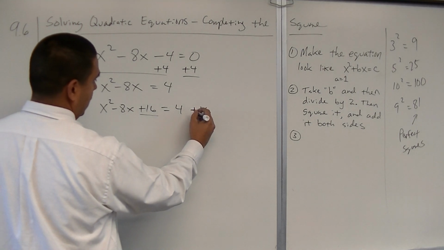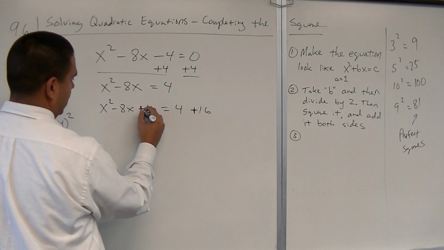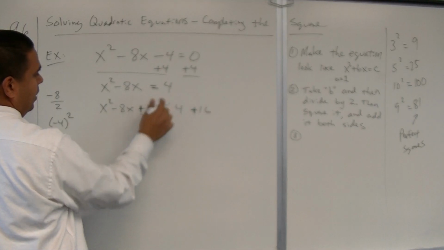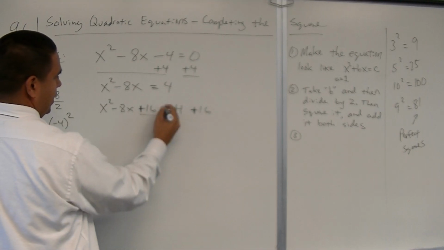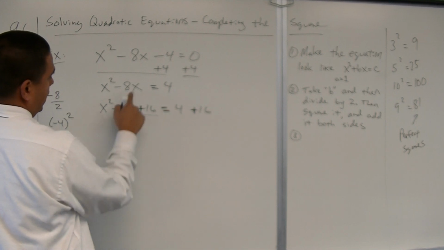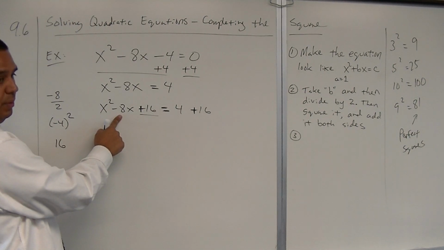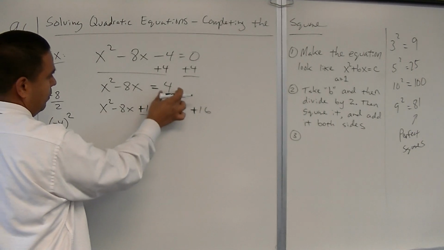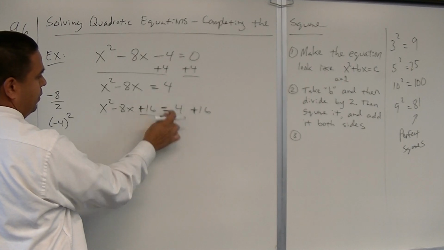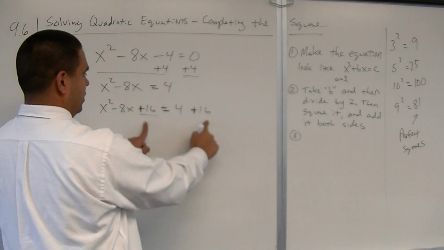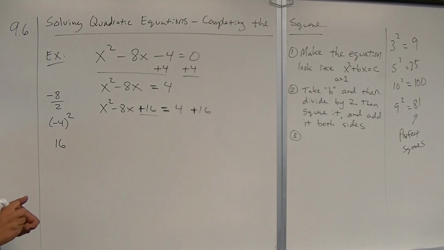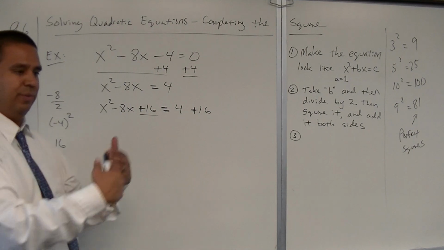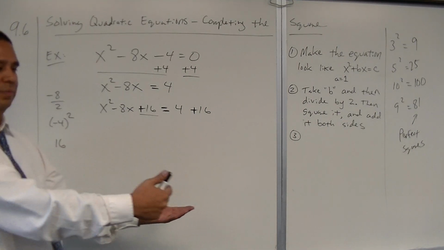But why do you keep the 8x? Well, that's part of the equation. We're just adding a 16 on both sides, so we keep the 8x. You just slide these down, take the 4 and slide it down. They're still equal. And if you add the 16 on both sides, the equation's still equal. Whatever we do on one side, we have to do to the other side.